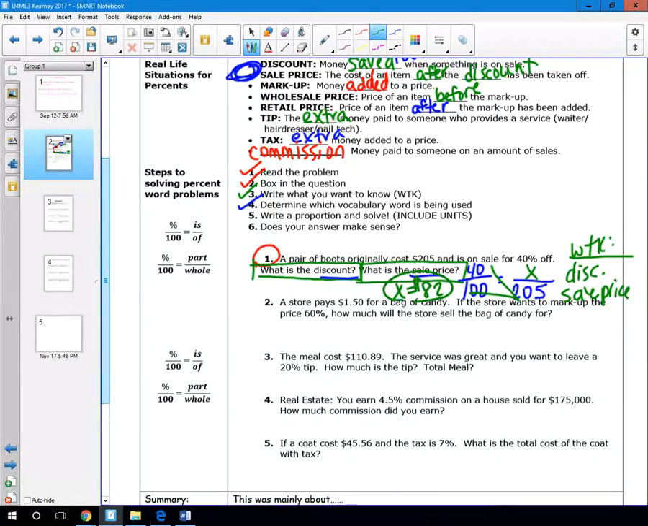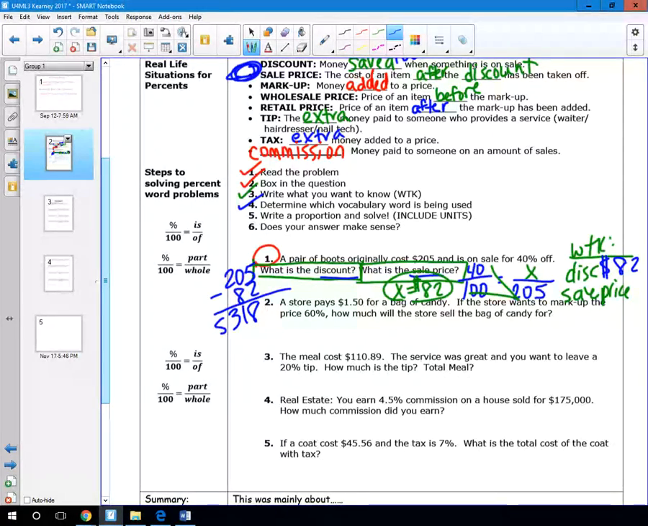$82. Okay, so let's ask ourselves, what part of the question is that answering? That was the 40% off. So the $82 is the discount. So I've answered part of the question. Now it says the sale price. So if I go back to the top, the sale price is after the discount. So I can quickly figure out, well, the boots were $205, and now I'm going to take off that discount. So 205 minus 82. And my sale price is whoops.